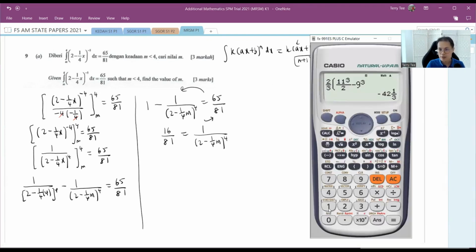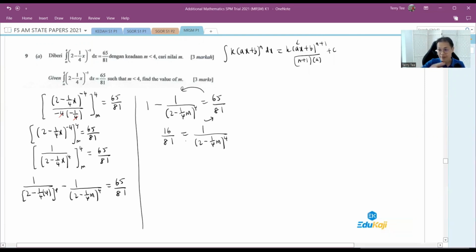Okay, if you're not sure, just use a calculator. 1 minus 65 over 81, you will get 16 over 81. I just want to show you how I got this. Now we can invert both sides, or you can cross multiply. It's the same thing. This will give us 81 over 16. The next thing is we have to root it.